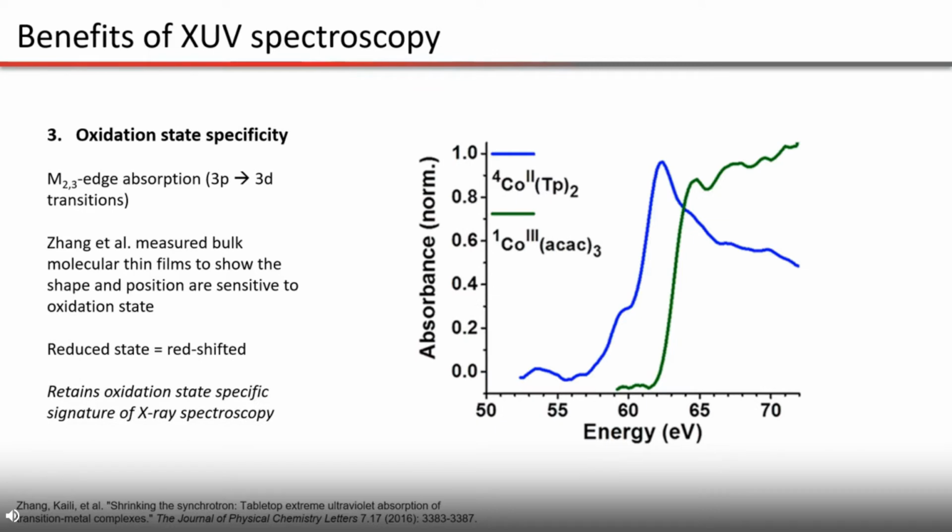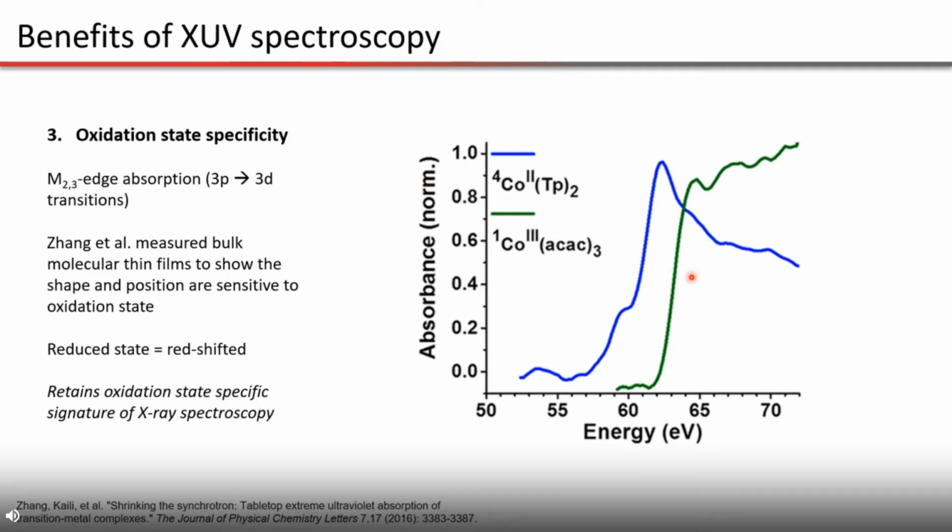So maybe I kind of gave this away in the last slide, but here we also see that the oxidation state can affect our signal. So in this case, again from the same paper where they're highlighting XUV spectroscopy, we see that the cobalt oxidation state is changing from +2 to +3 between these samples. Now, the spin state is also changing here, so it's a little bit complicated.